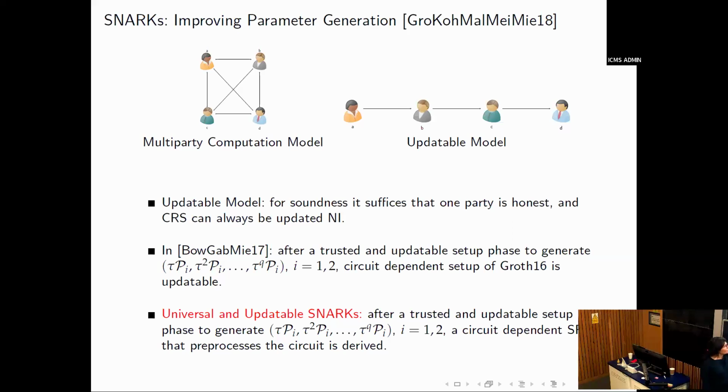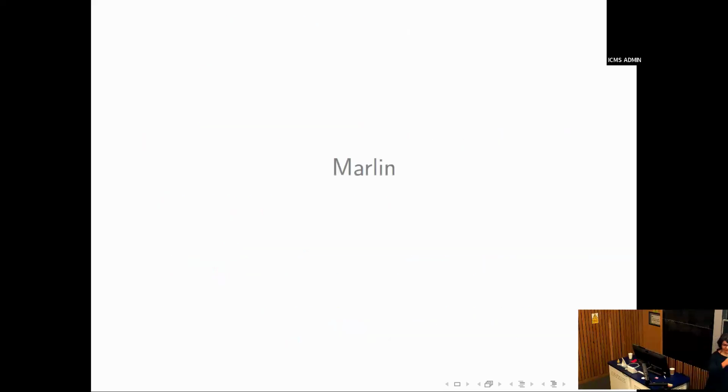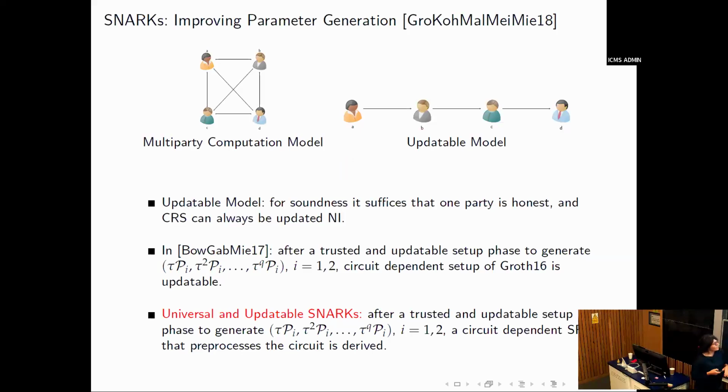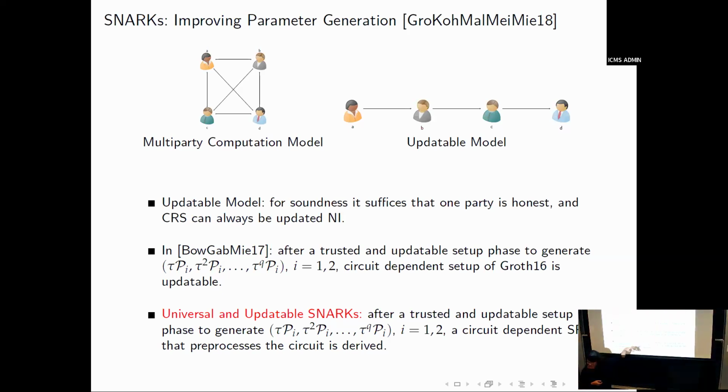There is this protocol, the powers of tau, where what they showed is that you can generate the parameters of Groth16 in two phases that are updatable. So first, you generate the powers of tau, and then you generate everything else that you need. So at least it eases the cost, but still, this is something that's not really nice.